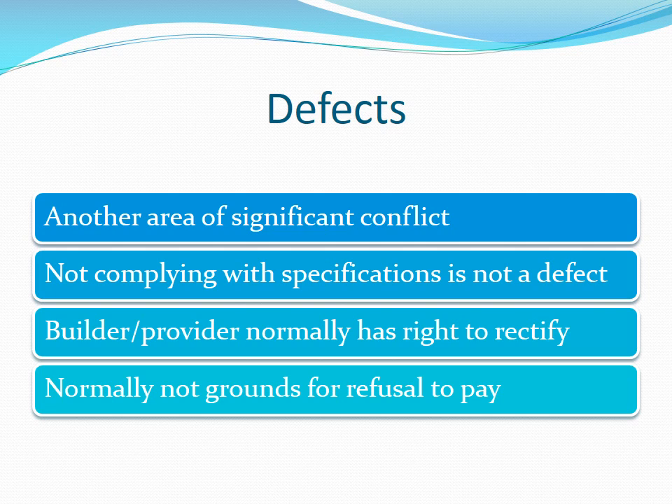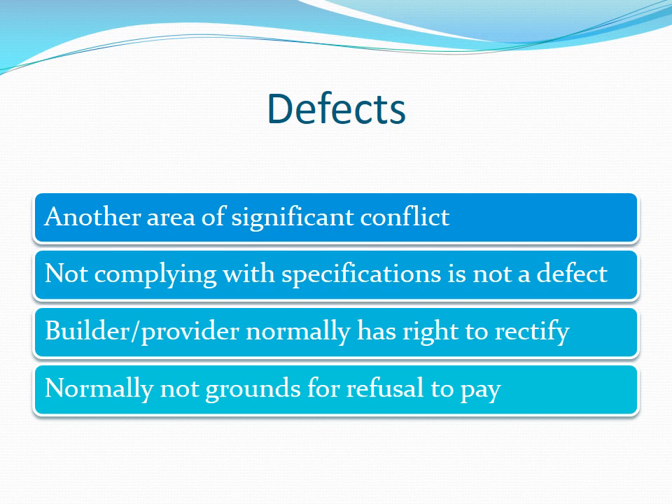Defects is another area where there is a lot of confusion. Many people do not understand the difference between a defect and failing to provide what has been contracted for. Thankfully, most standard contracts deal with this issue and define what a defect is and what happens when there is a defect. Normally, a defect is a minor matter which does not significantly impact on the client's use of the product. So a scratch on a kitchen benchtop would generally be a defect which would not entitle the client to refuse to pay a progress payment.